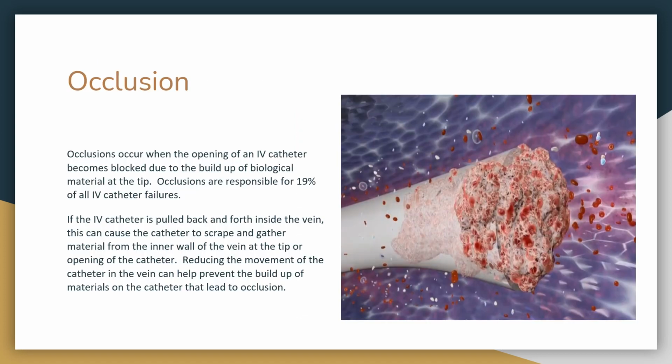Occlusion. Occlusions occur when the opening of an IV catheter becomes blocked due to buildup of biological material. It's usually a fibrin sheath that forms. And this is responsible for 19% of all IV catheter failures. If the IV catheter is pulled back and forth inside the vein, this can cause the catheter to scrape and gather material from the inner wall of the vein at the tip of the opening of the catheter. Reducing the movement of the catheter in the vein can help prevent the buildup of material on the catheter that leads to occlusion.